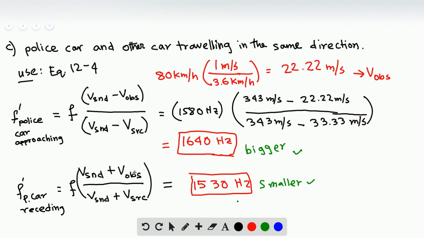Again, carrying out the same expression, we now have 80 kilometers per hour as the observer's velocity. We do the same trick and get 22.22 meters per second. We put in all the numbers, and we see that the approaching frequency is again bigger than the initial frequency, and the receding frequency is smaller than the initial frequency. Okay, thank you.